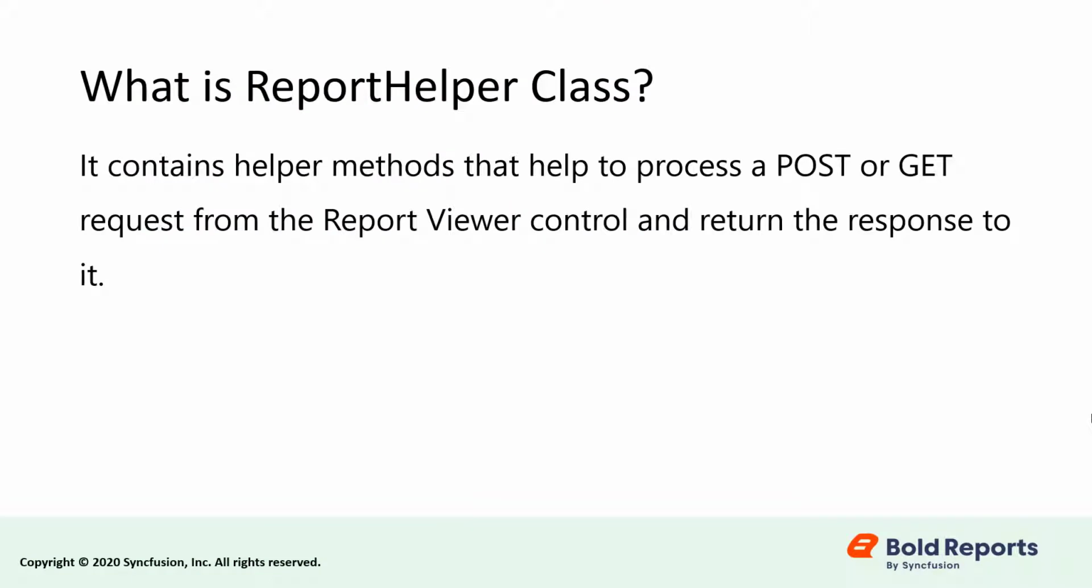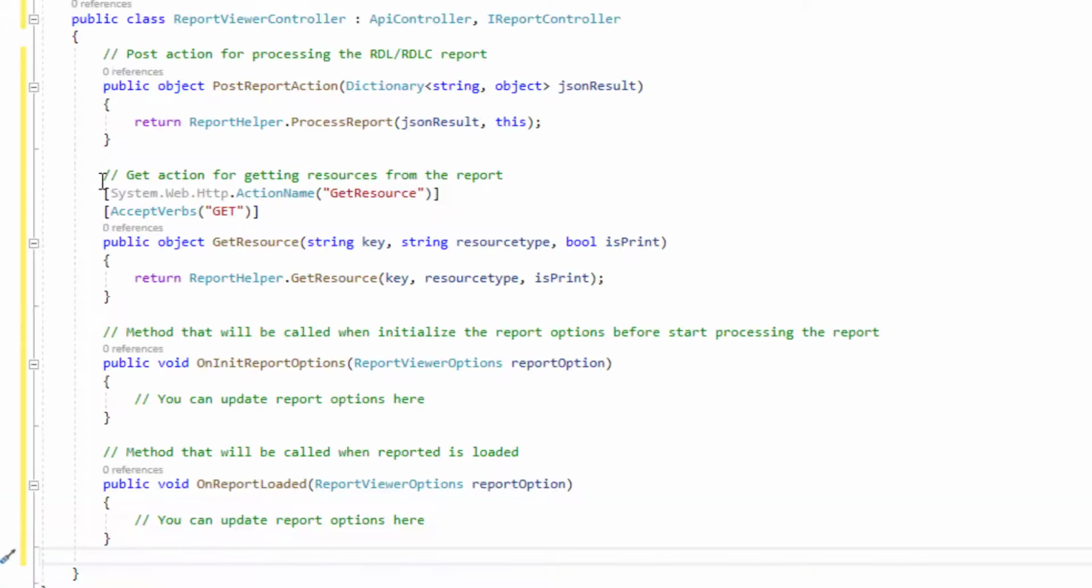The ReportHelper class contains helper methods that help to process a post or get request from the report viewer control and return the response to it. The GetResource method is used to return the report resource to the requested key. The ProcessReport method is used to process the report request and returns the result.